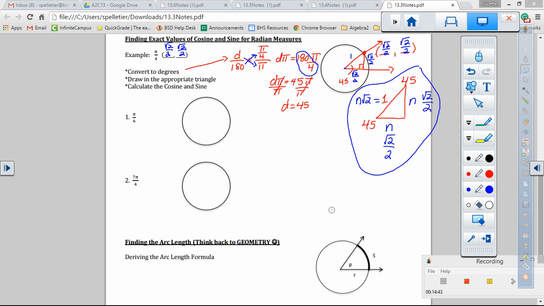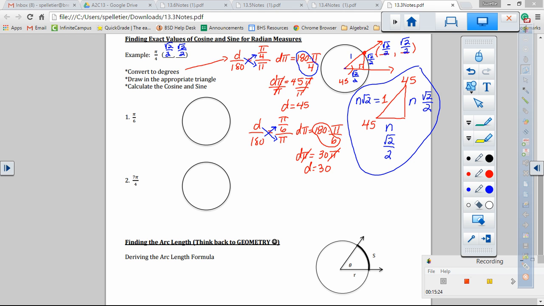So we're going to convert first. D over 180 equals pi over 6 over pi. We're going to cross multiply, top to bottom, bottom to top. d pi equals 180 times pi over 6. So d pi equals 30 pi, and then divide by pi, so the pi's cancel. So d equals 30. Now I want you to go to your unit circle, and look at your 30-degree angle.